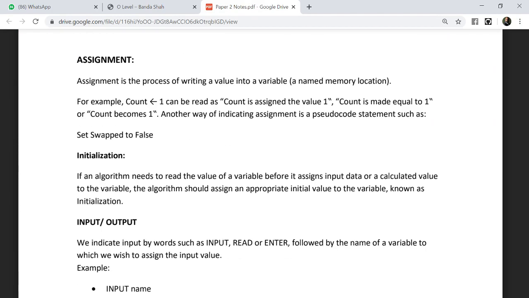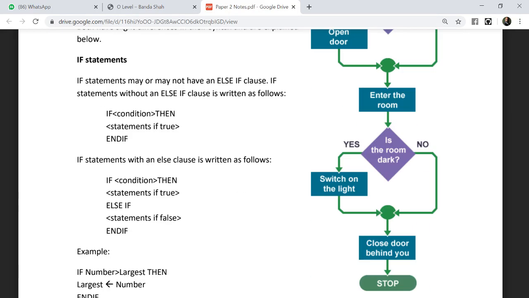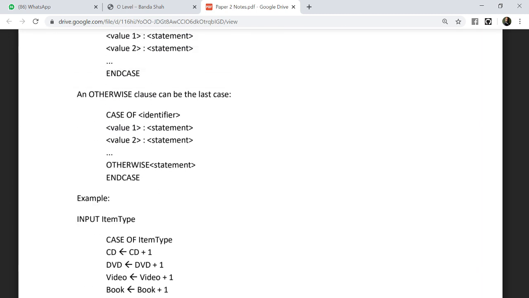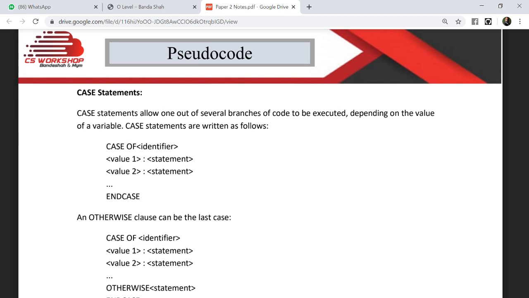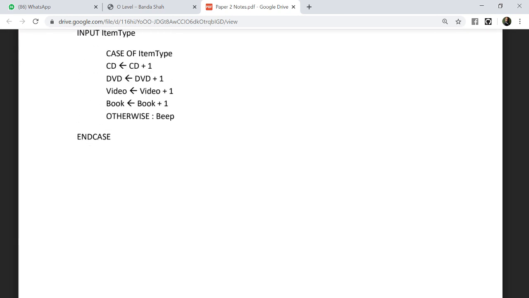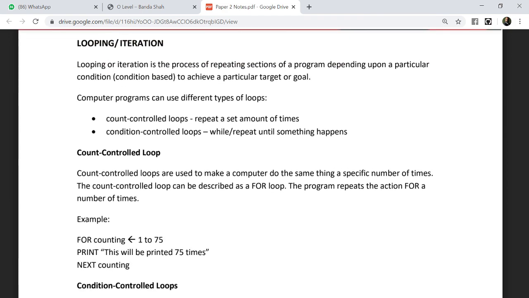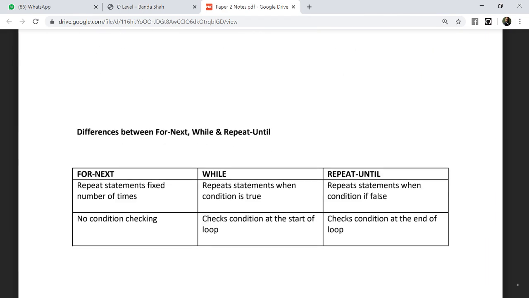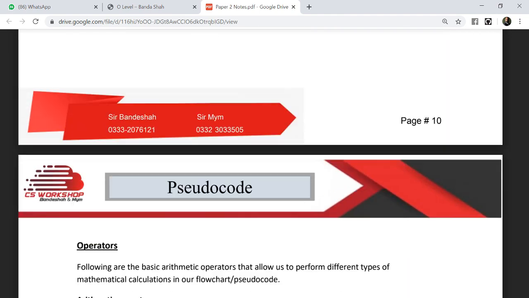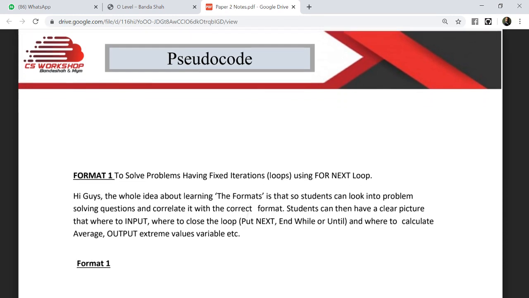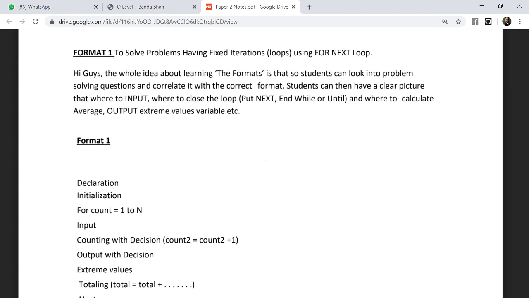All right. So if we go to page number 12, no, it's page number 8. Pseudocodes, cases, how to do the case thing, the loops and iterations, the while loop, the operators. These notes are very carefully made just to help you guys for paper two.